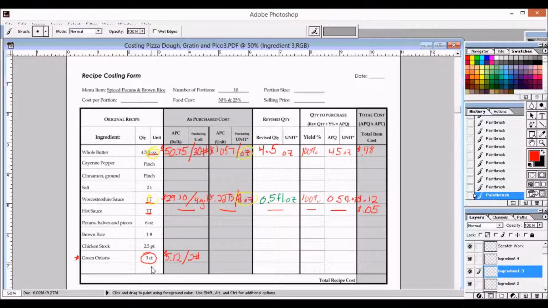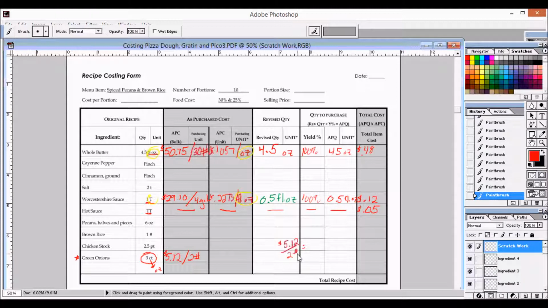Now, a green onion is a fairly light product. Chances are this three count is probably going to be converted into ounces, would be my guess. I very much doubt that it's going to be anywhere near a pound. So I'm going to try to get myself an APC unit price in ounces. We'll take this $5.12 and divide it by 2 pounds, and that'll give us our price per pound.